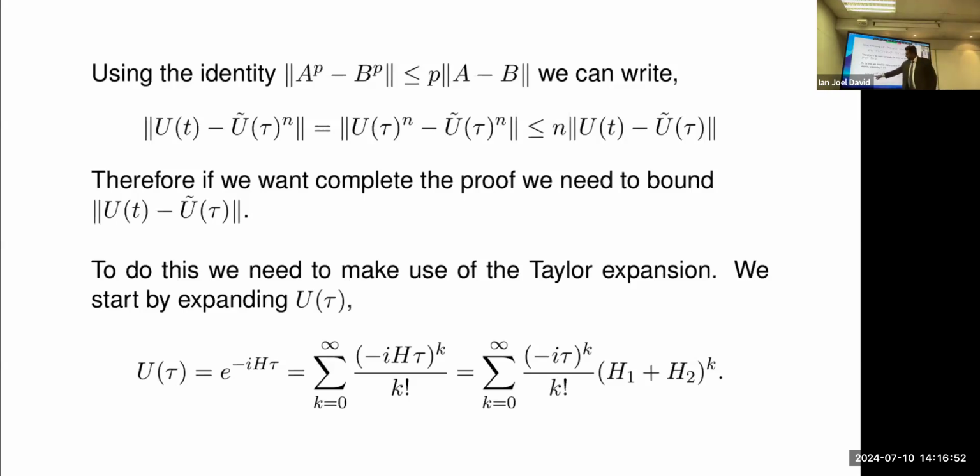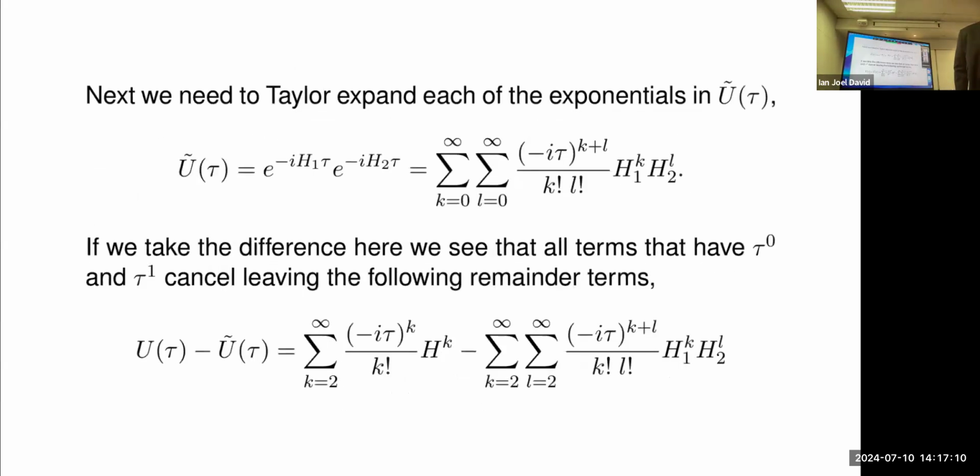So we write down the Taylor series for e to the minus i h tau. And what we see here is that we can write this as the sum here with this factor in the front on h1 plus h2 all raised to the power k. This is just a standard Taylor expansion of u of tau. Okay, so the next thing we need to do is we want to also Taylor expand the approximation u tilde of tau. Because when we do these Taylor expansions, we're going to compare terms and check the terms that cancel.